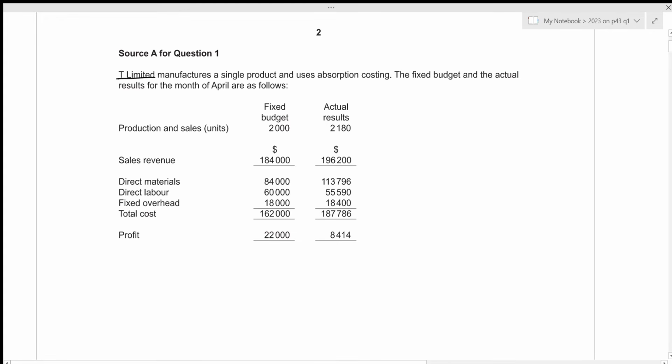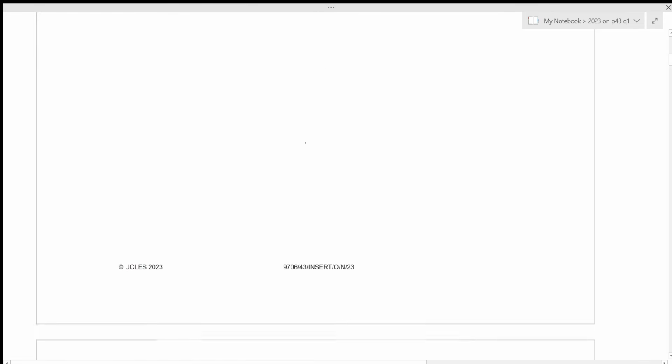Tea Limited manufactures a single product and uses absorption costing. The fixed budget and the actual results for the month of April are as follows. Okay, so our fixed budget, which is the standard units, is given to be of 2,000, but the actual units produced and sold was of 2,180. Then we're given the revenue, our direct materials, direct labor, as well as fixed overhead, and the final profit based on our standard values as well as the actual values. So this is a question for our variance analysis or standard costing.